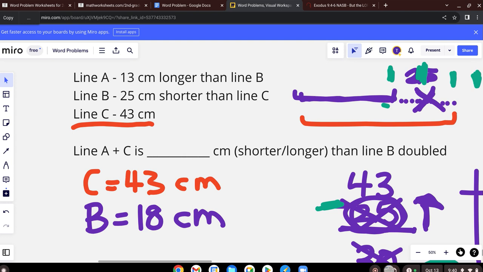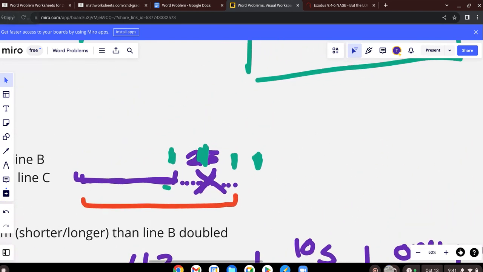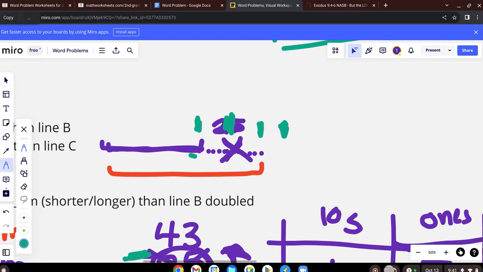Okay. So then longer, what do we need to do? So what do we start with? What is line B? We have to start with line B. Line B is 18. And how much more are we adding to it? 30. Yes. So 18, and what do we do?